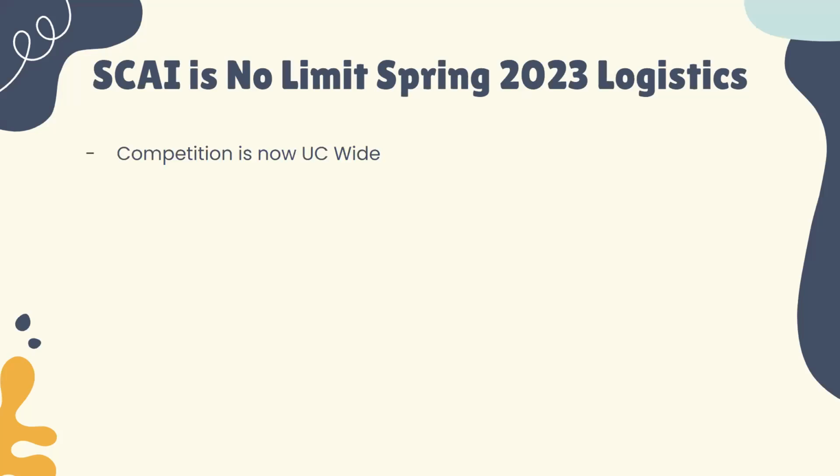So as we already just said, the competition is UC-wide. So we're going to be competing not just against people in the club, we're going to be competing against other people in the UC system. What this means basically is it's going to be a lot more difficult to win, but in theory, there's also going to be a lot more prizes.